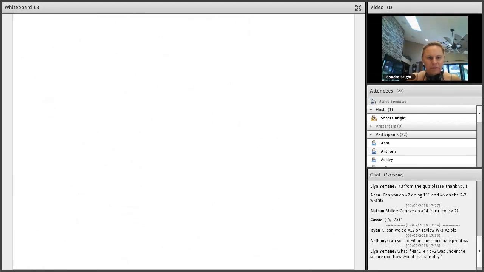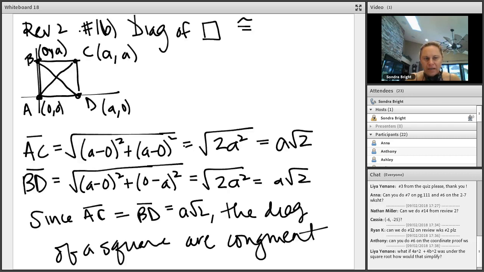Okay. All right, let me go back to that real quick while I look to see what other question. Okay, so that was the diagonals of a square were congruent. That was 16 from review 2. Okay, so now we got number 3 from the quiz. Okay.